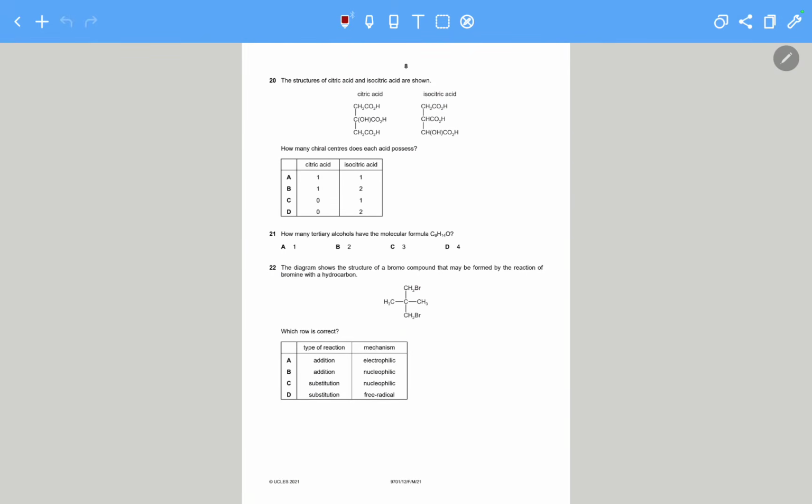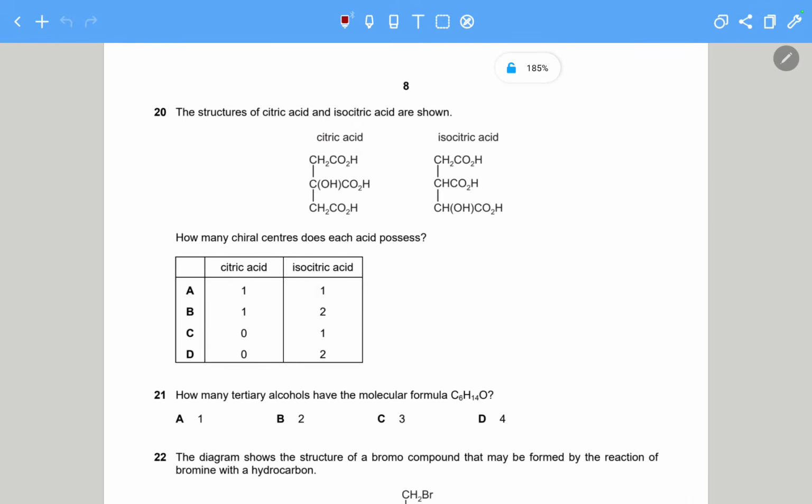Now we'll move on to question 20. The structure of citric acid and isocitric acid are shown. So they've given us the structural formula. How many chiral centers does each acid possess? So we'll start with citric acid, and we'll start with this carbon.